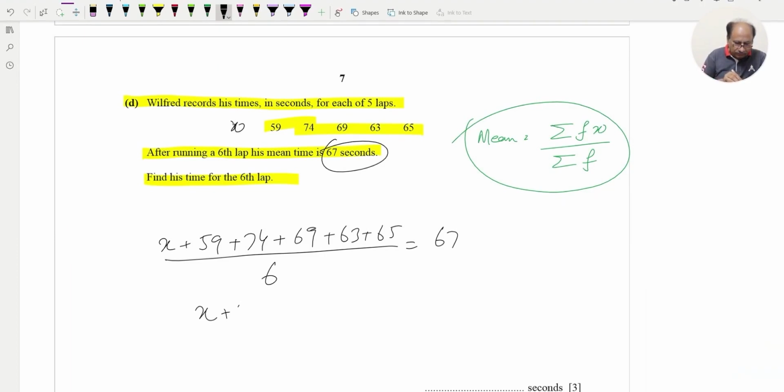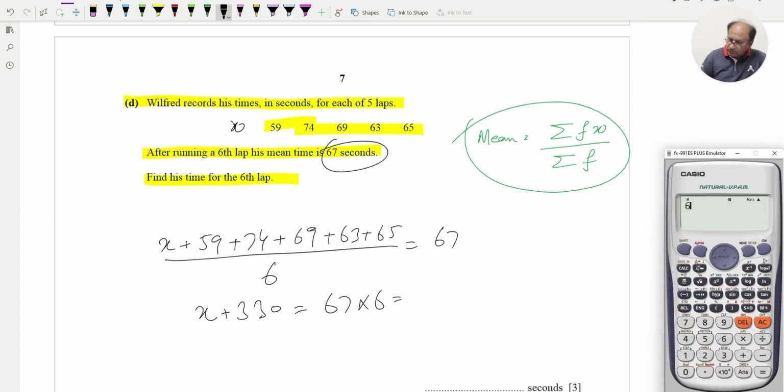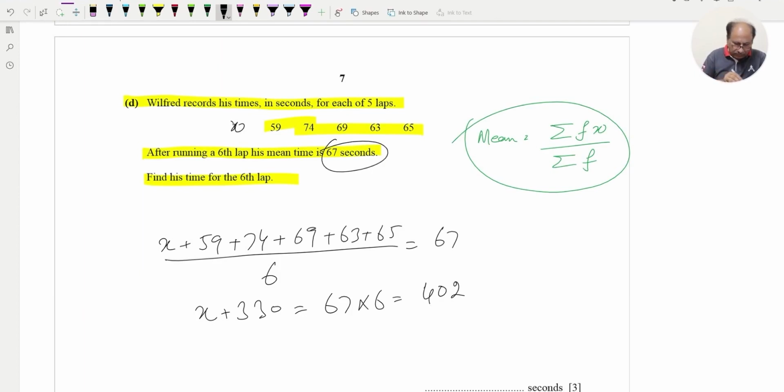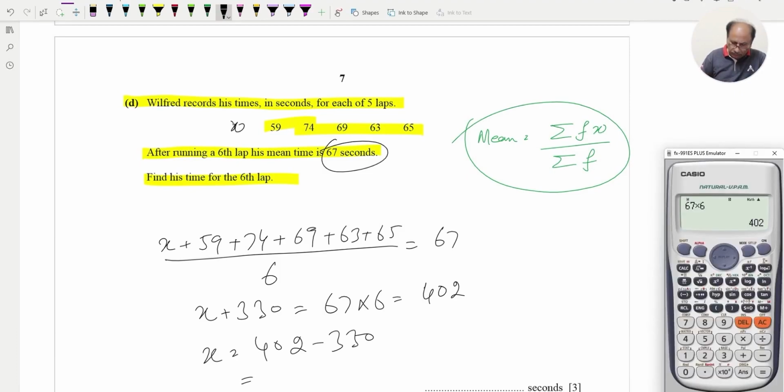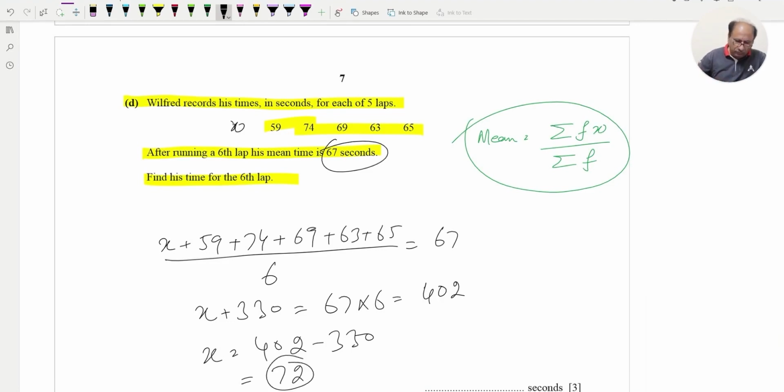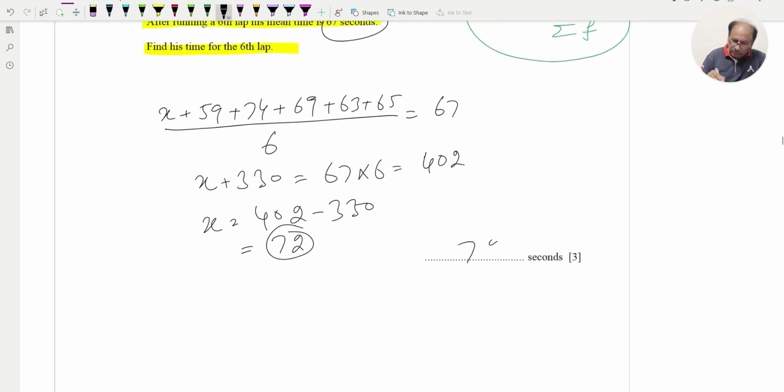So we can write x plus 330, and 6 we can shift to the other side, so it is 67 into 6, which is equal to 402, and we can shift 330 also to the other side, so x will be equal to 402 minus 330, and this is equal to 72. So the 6th value is 72 seconds, and this is the 3 marks question which we have done. Hopefully you understood this.